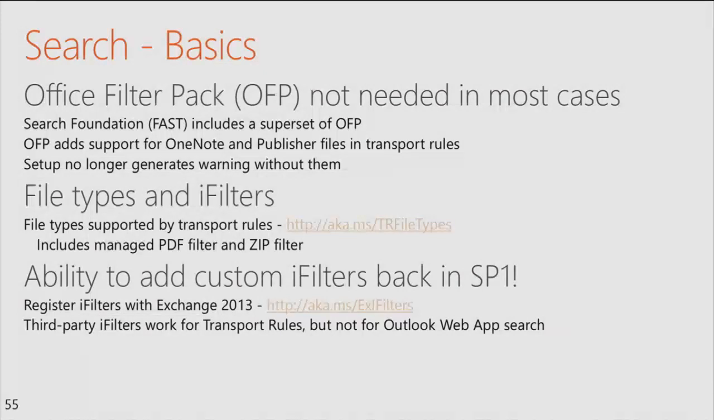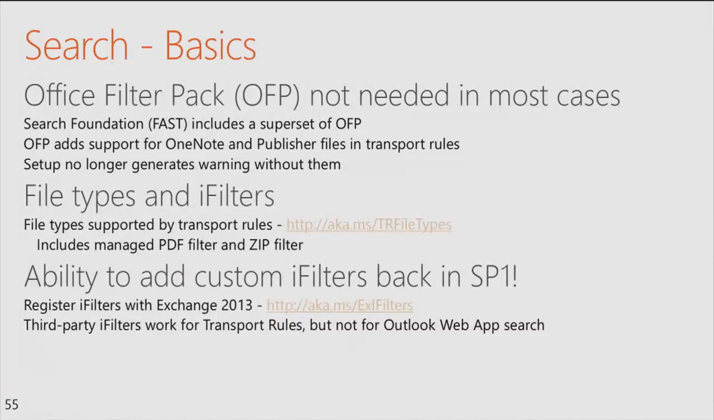So Office Filter Pack really just adds 2 search filters for transport searching, one for OneNote and one for Publisher files. If you don't have a need for searching those files while in transport, then you simply don't need the Office Filter Pack. If you do install the Office Filter Pack, the filters that it has in common with Search Foundation will simply get overridden with the Search Foundation filters, and everything will be fine there.